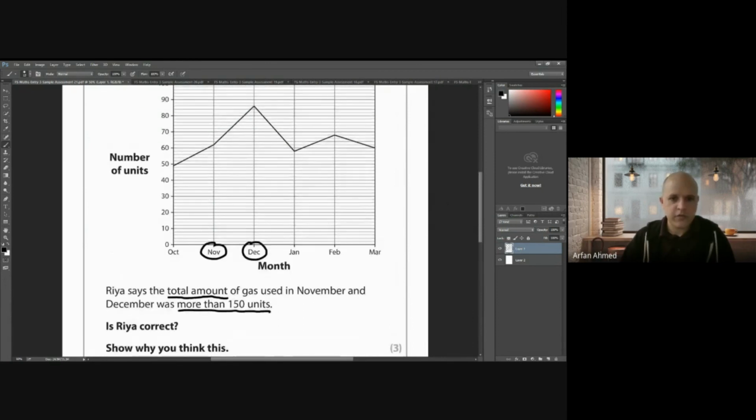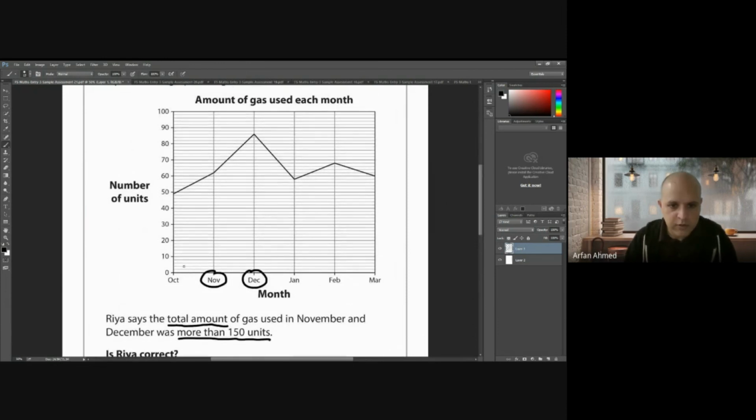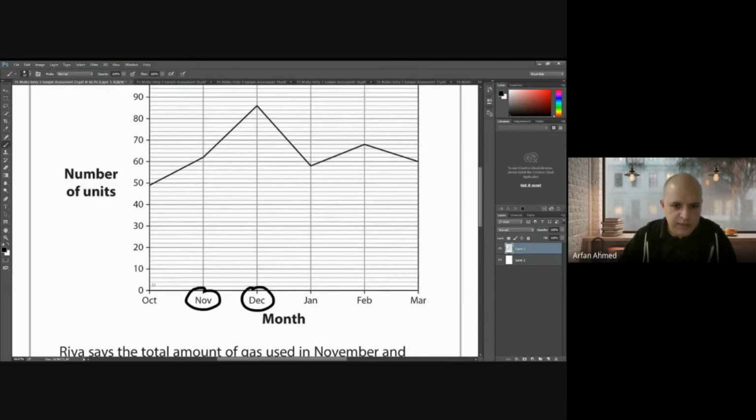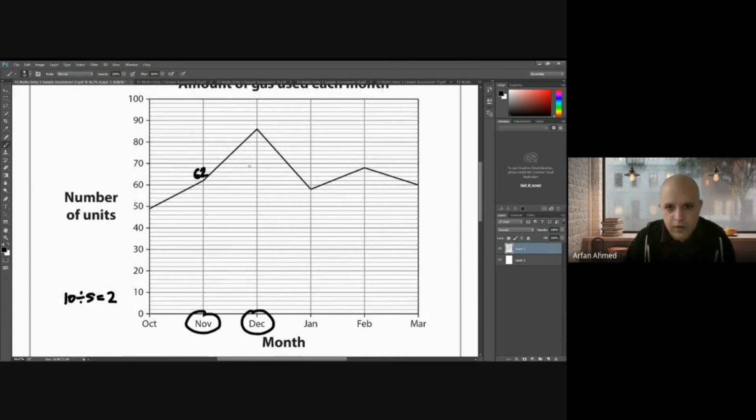What is it for November? For November, we need to work out what each of these little ones are. So can you see? Let me zoom in. Between 0 and 10, I've got 1, 2, 3, 4, 5 sections. Again, that means each little section is 2 units. So that there is going to be 62 for November. And for December, because it's 3 little sections up, that's going to be 2, 4, 6, 86. So I need to add these two values together.